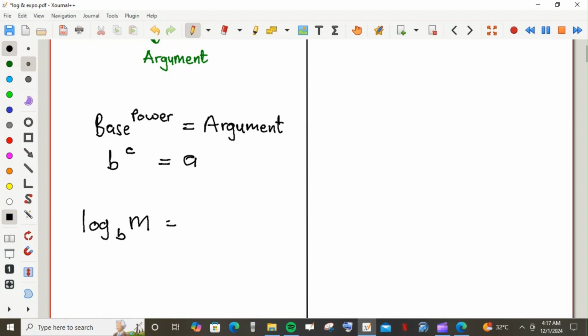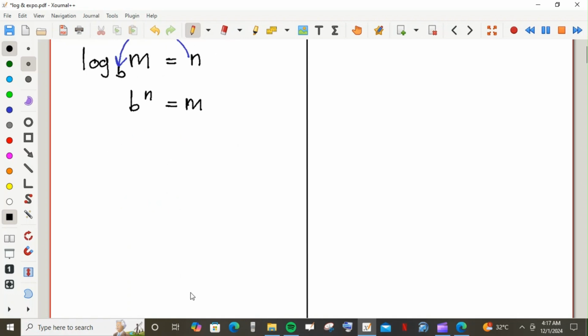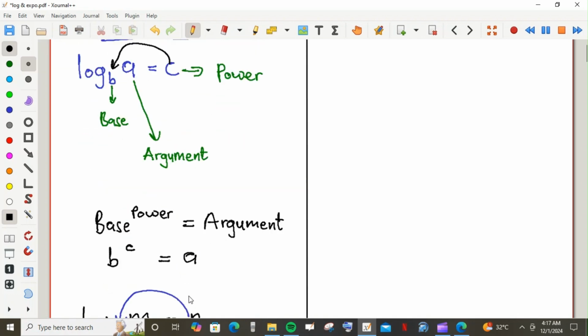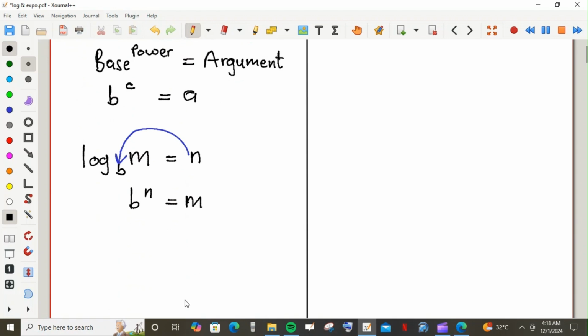Now imagine they say this one is equal to n. I should write it in the exponential form. It is simply the base will carry what? The power. The base carries the power, and this one is equal to m. Is that not simple? Very simple, eh? There's nothing difficult here.